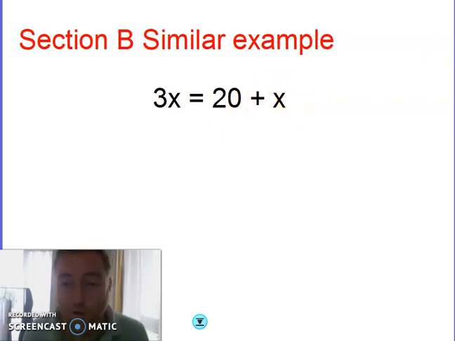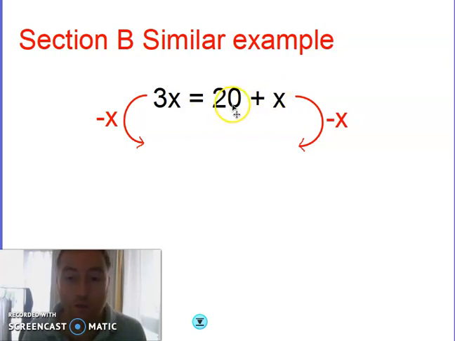All the x's on one side. The way I'm going to do that, my first step, I'm going to take away this x from this side so that it's just numbers.